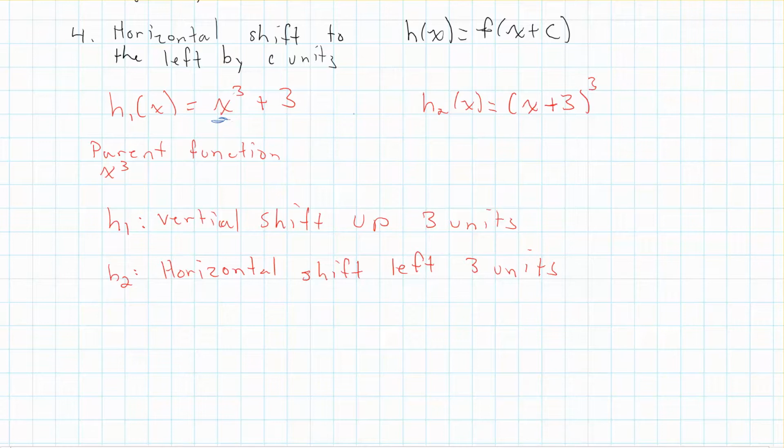And so this works regardless of whether the parent function is x cubed, x squared, square root of x, 1 over x. If you're going to do the parent function first and then add a number, that's going to be a vertical shift. If you add a number first and then do the parent function, that is a horizontal shift. So let's look at a couple examples here.